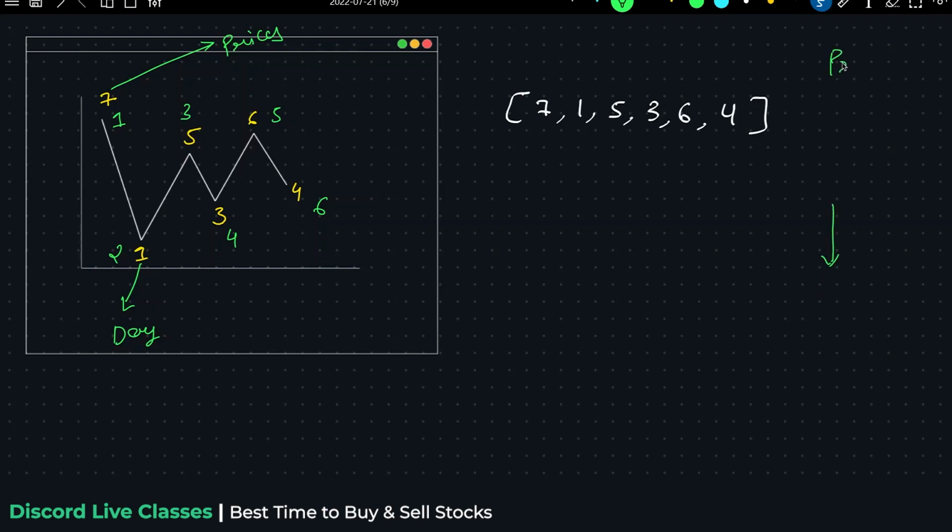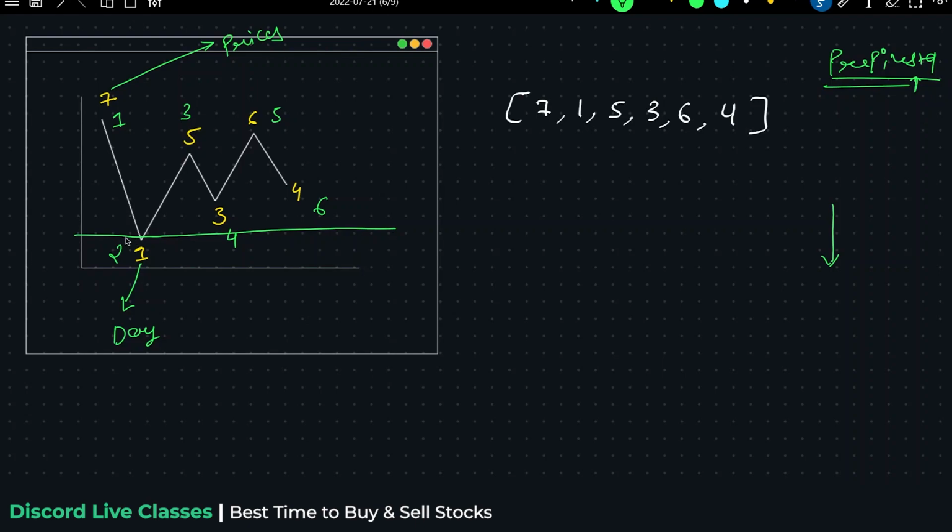Let's suppose we have a Prep Insta stock, and I want to buy it. So how will I buy the Prep Insta stock? Let's suppose on the second day the price of this stock goes down to 1 rupee. I'm just taking an example. I will buy on the second day, because the second day has the least price ever. So I will be buying on that day.